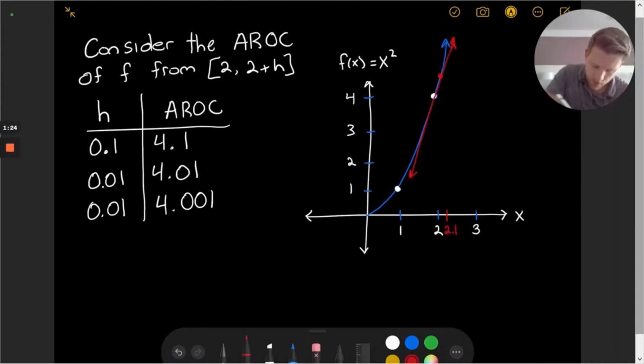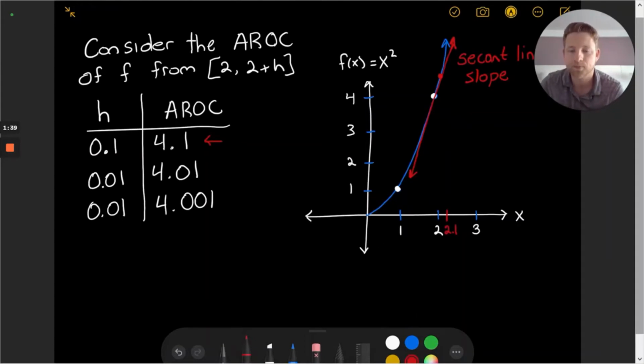In red, again, this would be called the secant line slope. And in this specific picture from 2 to 2.1, that secant line slope we found as 4.1. That would be the average rate of change between those 2 points. Notice as these 2 points are going to get closer and closer together as h goes to 0, notice that our average rate of change is getting smaller and smaller and converges, looks to be at 4.